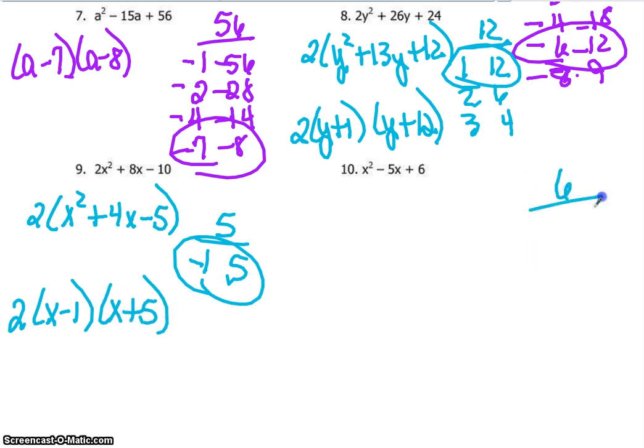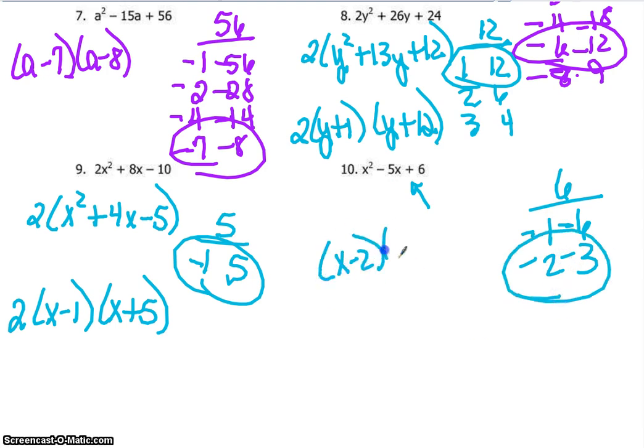Number 10, find the factors of 6. 1 and 6, 2 and 3. Signs are the same. They're all going to be negative, and they have to equal negative 5. So negative 2 and negative 3. X minus 2, x minus 3, and that's your answer.